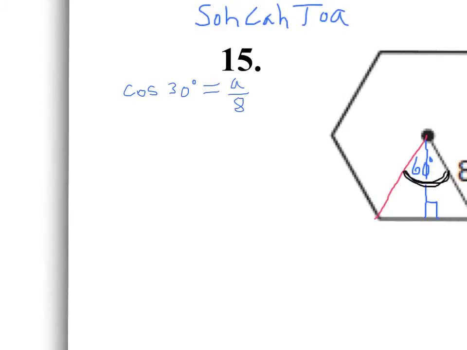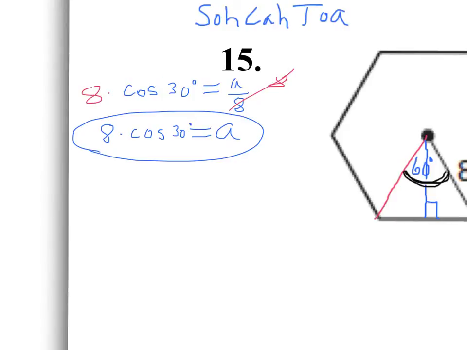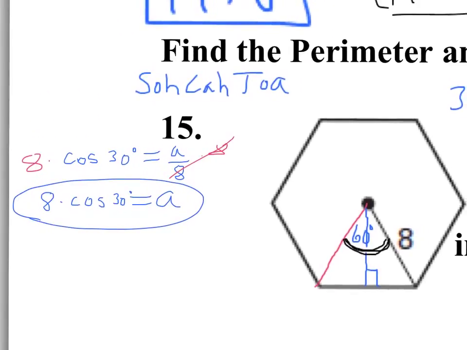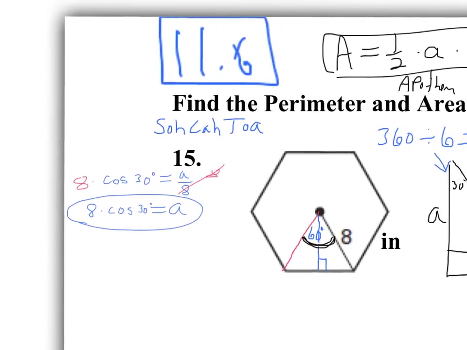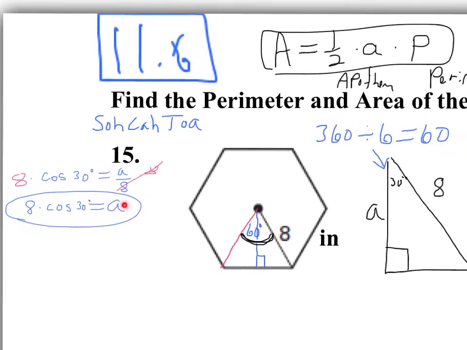Then, to get A by itself, we'll multiply both sides by 8. This is not going to come out evenly if I type it into my calculator, and this is not the final answer. So I would suggest just leaving it as 8 times cosine 30 for now. I'm going to circle it, though, so I can find it and come back to it. Remember, we are using the overall formula 1/2 apothem times perimeter. So this is the apothem part of that. Now we just need to figure out the perimeter.